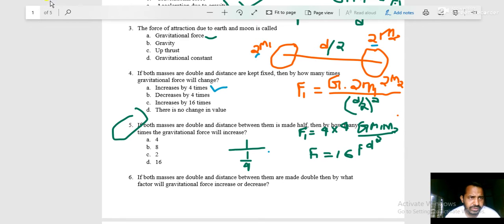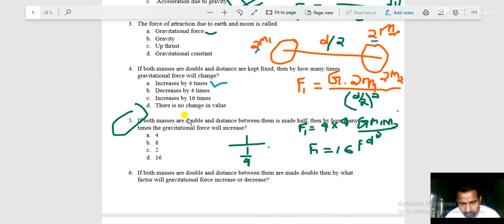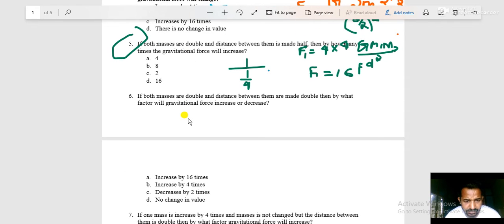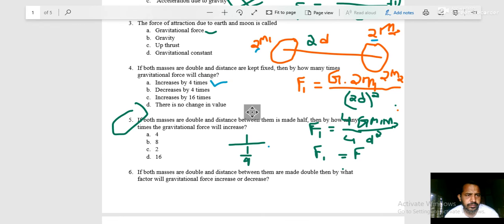Okay, I'm pausing this video. I am doing another one next. This is the last question I am doing for today. If both the masses are doubled and the distance between them is also doubled, by what factor will the gravitational force increase or decrease? I am pausing it, and I'll solve it and I'll show you.